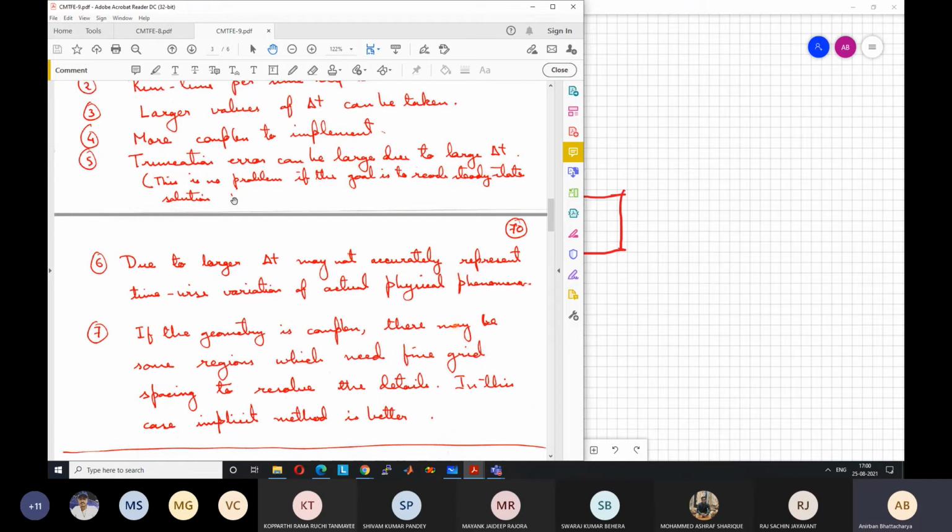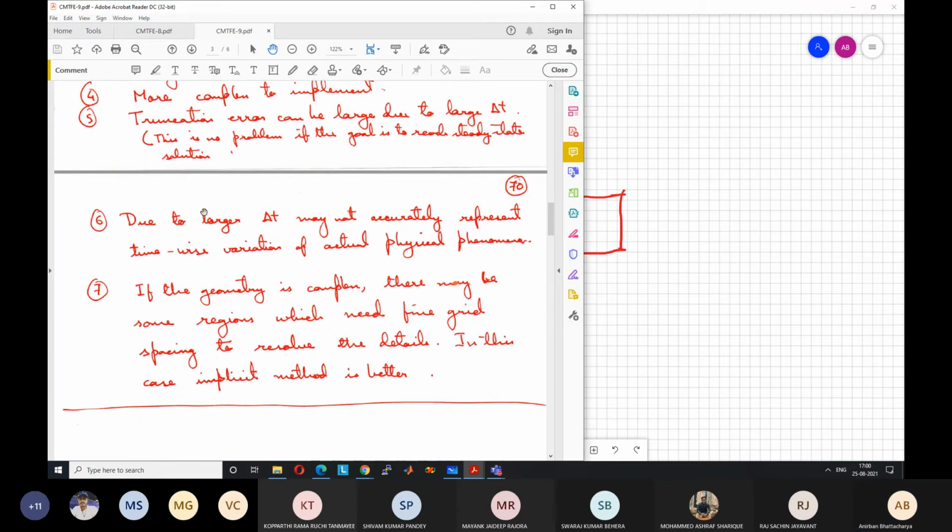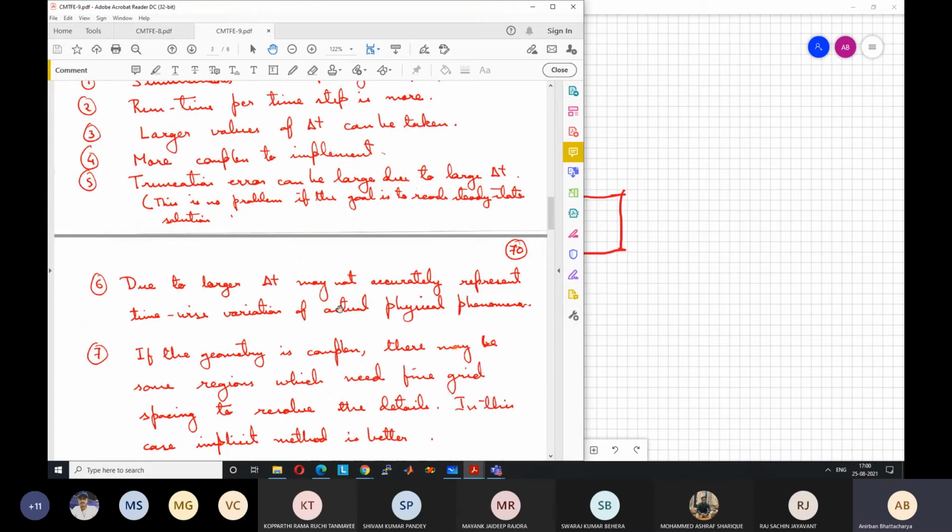Why for steady state calculation this is no problem? So the temperature doesn't change with delta t, right? So delta t has no role because that unsteady term has no role. So ultimately, there is no truncation error also associated with delta t. Okay. Another problem is that due to larger delta t, we may not be able to accurately represent the time-wise variation of the actual physical phenomena. Okay, what does it mean?